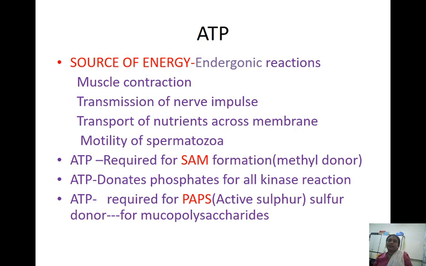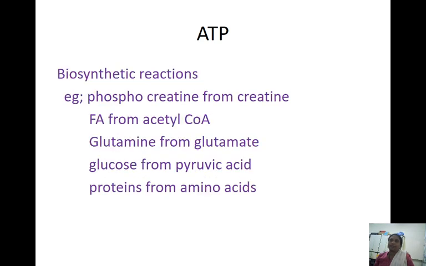Now the next one: ATP is required for the formation of PAPS, that is, active sulfur. PAPS is phosphoadenosine phosphosulfate. So ATP is required for the formation of active methionine, and ATP is also required for the formation of the active sulfur, phosphoadenosine phosphosulfate, which is the sulfur donor in all the sulfur-requiring reactions. And ATP is required for all the biosynthetic reactions.